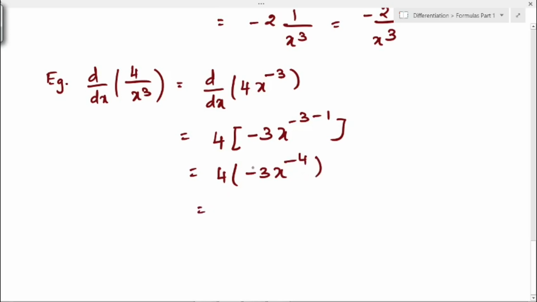So now multiply the constants, and we have 4 and minus 3. If you multiply, you will get minus 12, and this x power minus 4 can be written as x to the power plus 4 in the denominator. So the answer is minus 12 divided by x to the power 4.